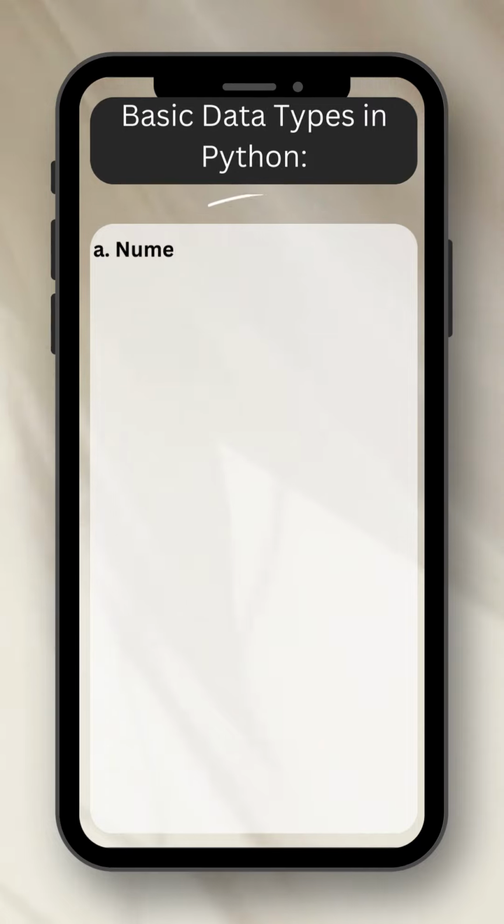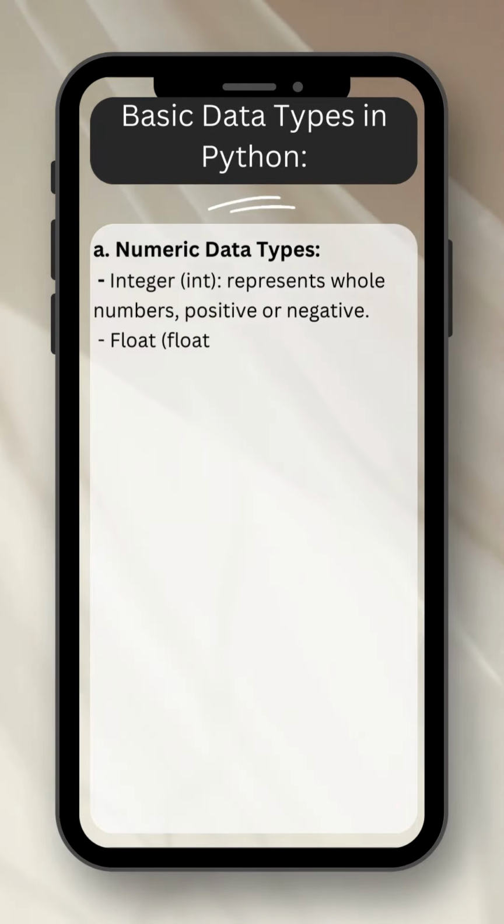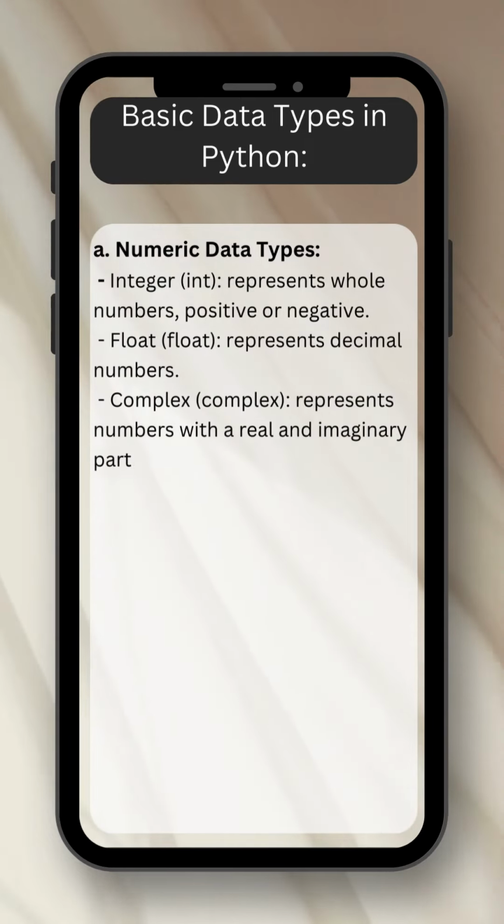Basic data types in Python. A. Numeric data types. Integer, int, represents whole numbers, positive or negative. Float represents decimal numbers. Complex represents numbers with a real and imaginary part.